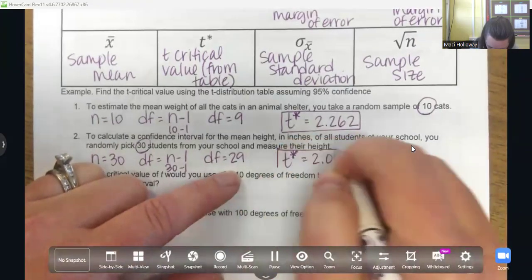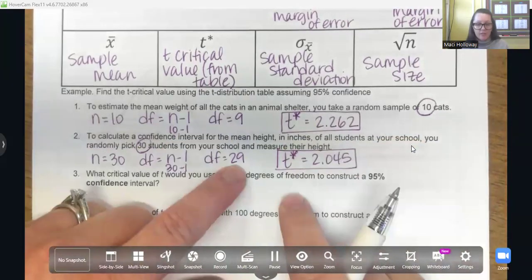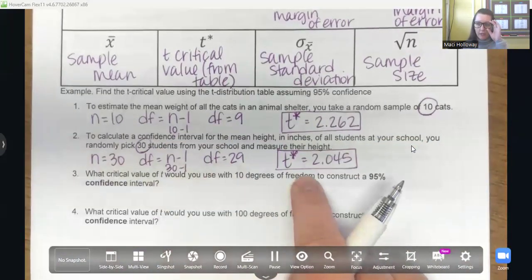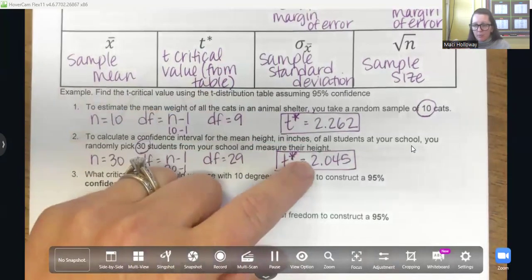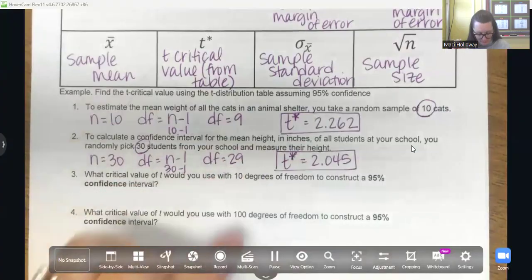So notice that as my degrees of freedom increase, my T critical value decreases. That's because, think about a sampling distribution, right? In our central limit theorem, as our sample size increases, we become more sure or closer to our true population mean. So we become more precise and more accurate. So that allows us to give a more precise number when we have a larger sample size, right?